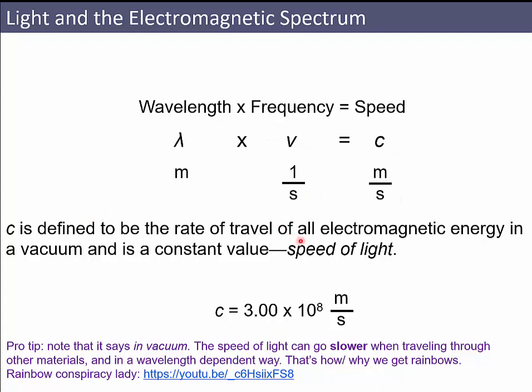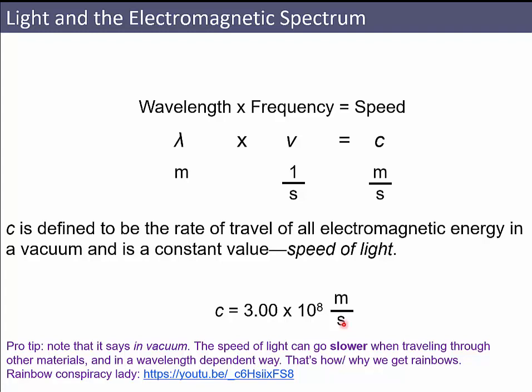So c is defined as the rate of travel of all electromagnetic energy in a vacuum and is constant. We call that the speed of light, and that's 3.00 times 10 to the 8th meters per second. Now, our pro tip here is that it says in vacuum. The speed of light can go slower when traveling through other materials, and it's going to go slower based on what that wavelength is. That's why we get rainbows.